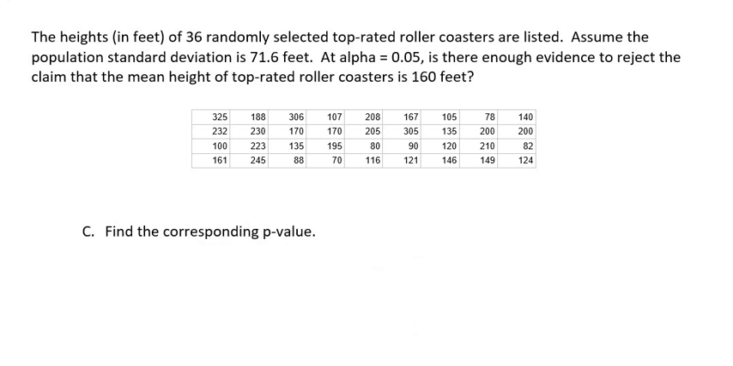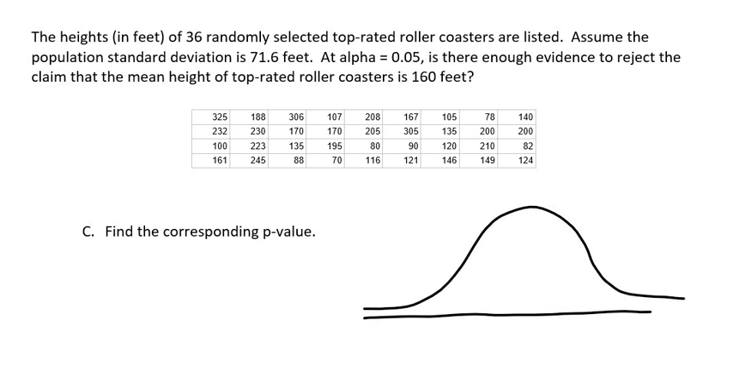Part C, find the corresponding p-value. Now, before we actually use Google Sheets to calculate the p-value, I want to get you to have a visual of where this is on the standard normal curve. So let's draw a picture. Remember that in standardized z-scores, this is 0. So 0.39 will be somewhere around here.